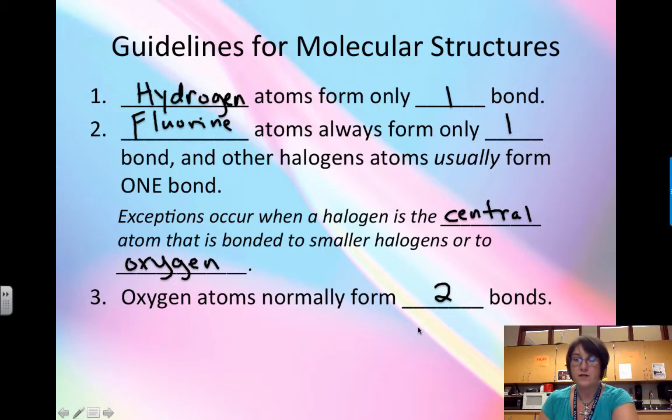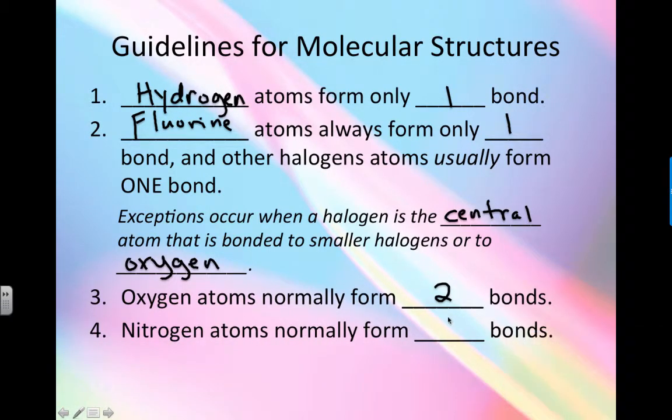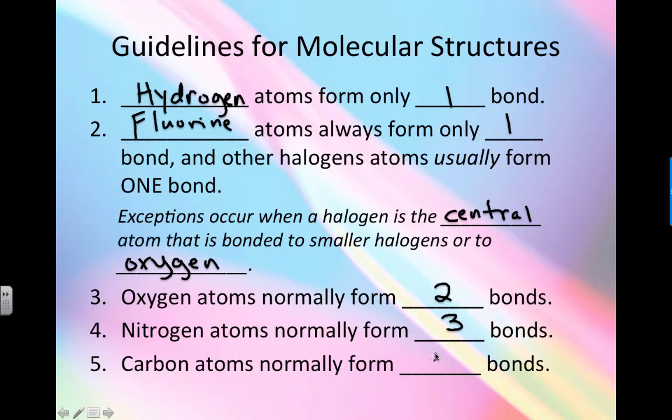Oxygen atoms normally form 2 bonds. Nitrogen atoms will normally form 3 bonds, and carbon atoms normally form 4 bonds. And if you look at their Lewis structures, you'll see why that is true. Oxygen has 2 places where we could form a bond with these electrons that don't have a partner yet. Nitrogen has 5 valence electrons, so we've got 3 places to make attachments here, here, and here. And then of course carbon has 4 valence electrons. That gives us 4 places to form a bond.